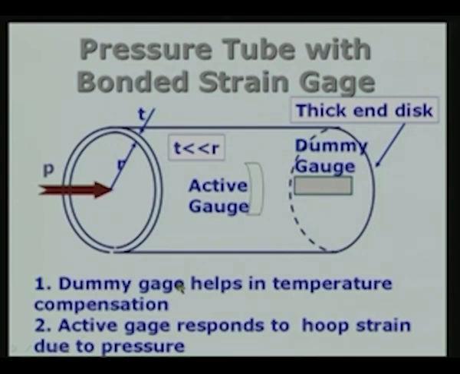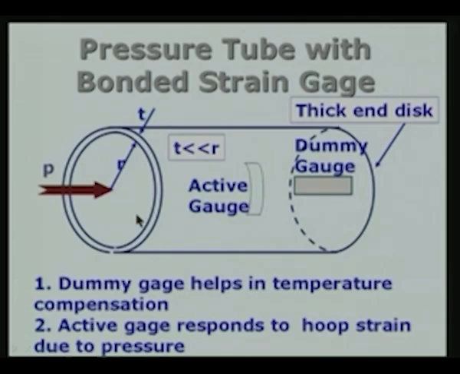So, the pressure tube with bonded strain gauge is a very simple idea. The active gauge is going to respond to the hoop strain, and the dummy gauge is going to respond only to temperature variations, which the active gauge will also do, and the compensation is obtained by having the active gauge and the dummy gauge very close to each other, and the dummy gauge is going to be mounted on a very thick end disc, which undergoes very little strain because of the pressure acting inside. Of course, when I say pressure acting inside, it is delta P. Outside, if it is atmospheric pressure, I will be measuring P minus PA, and therefore, what I get is the gauge pressure.